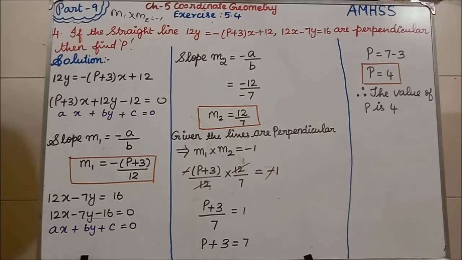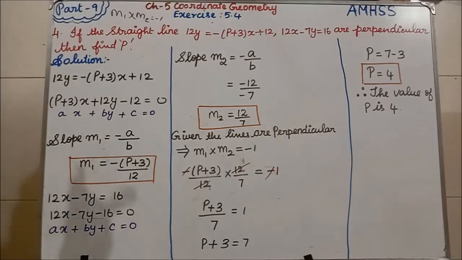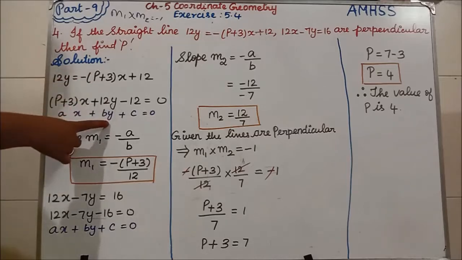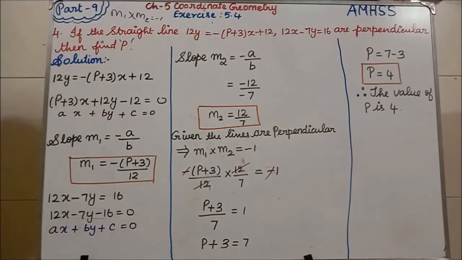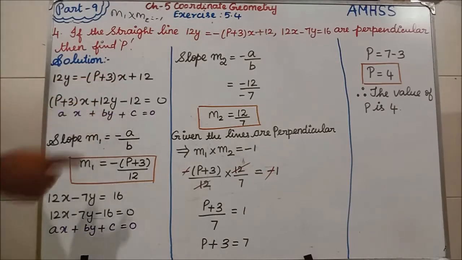So here they have given two equations. From the first equation, we are going to find m1 and from the second equation, we are going to find m2. Okay? So see, this is our first equation. So the straight line equation should be in what form? Ax plus by plus c equal to 0. That format we need. So x term first, then y term, then constant term. So the given first equation I am going to change into this form.